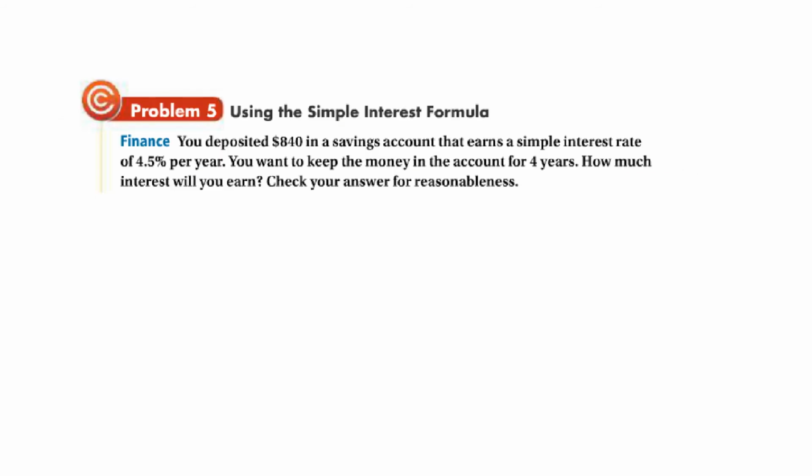So now we'll look at this last problem here. You deposited $840 in a savings account. That's my principal. I earned a simple interest rate of 4.5%. That's my interest rate. You want to keep it in the account for 4 years. That's my time. So knowing my formula, interest equals principal times interest rate times time.